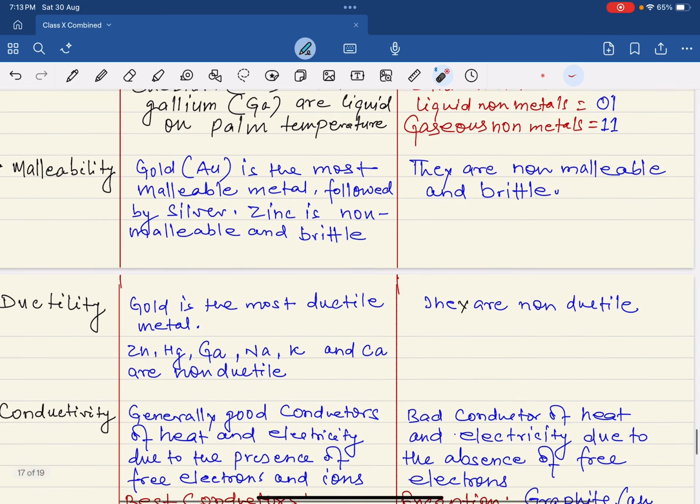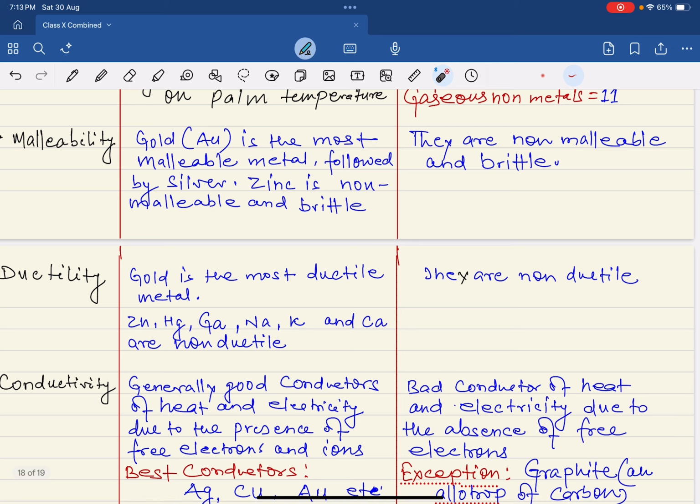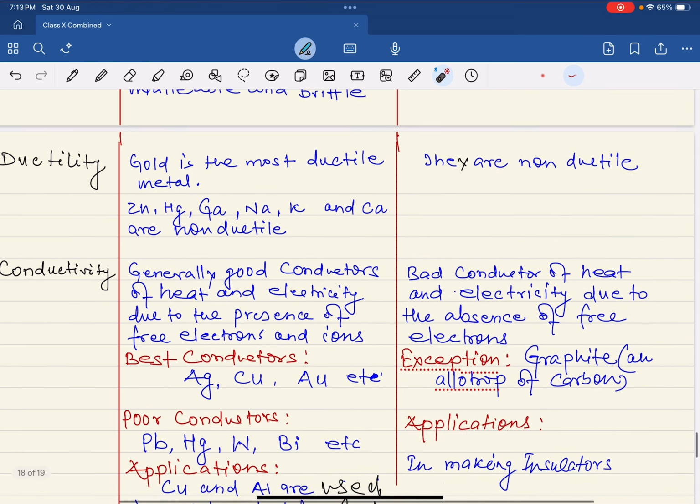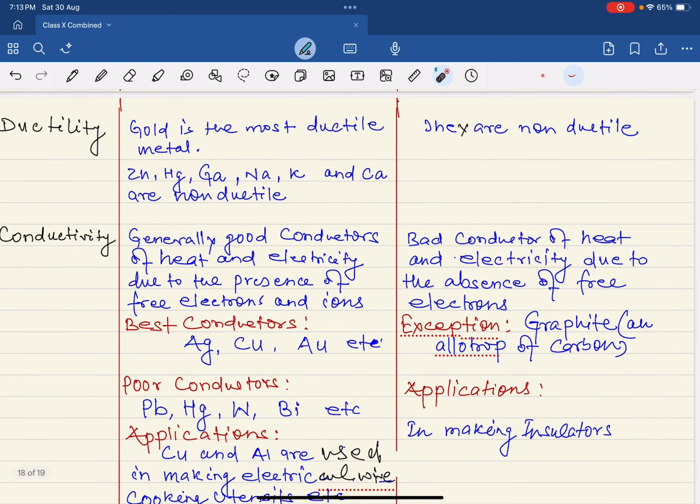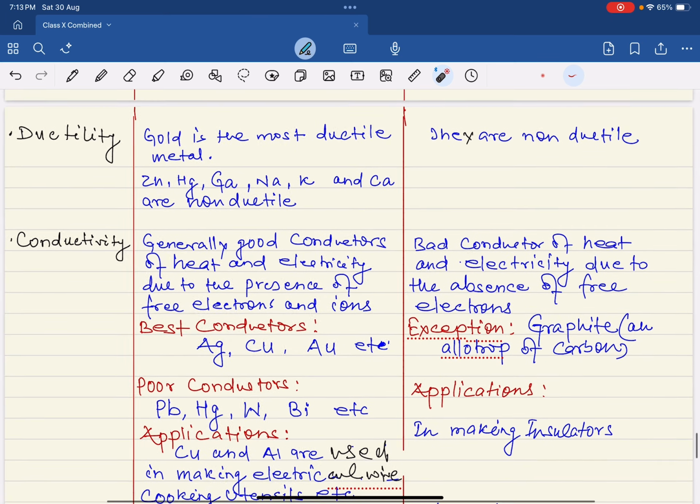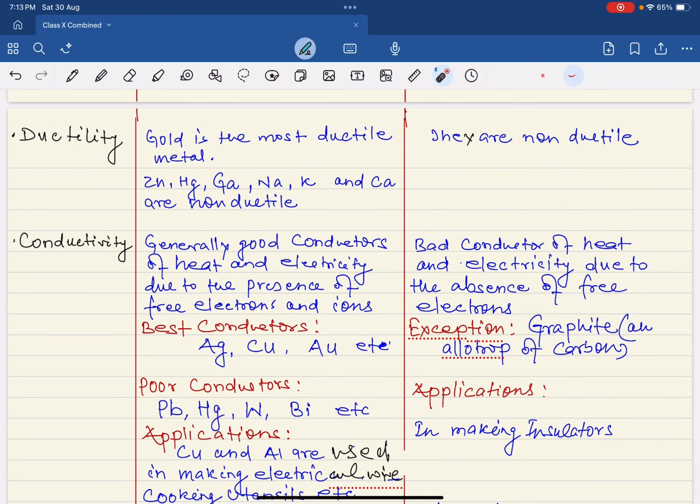The next point is ductility. Gold is the most ductile metal, and zinc, mercury, gallium, sodium, potassium and calcium are non-ductile. Non-metals are generally non-ductile. Then conductivity of metals. Metals are good conductors of heat and electricity. Why? Because of the presence of free electrons and ions.